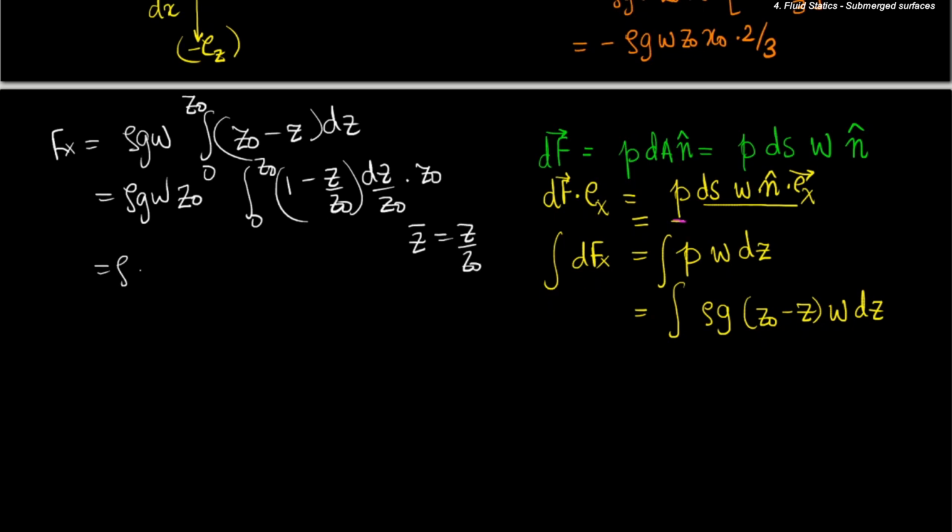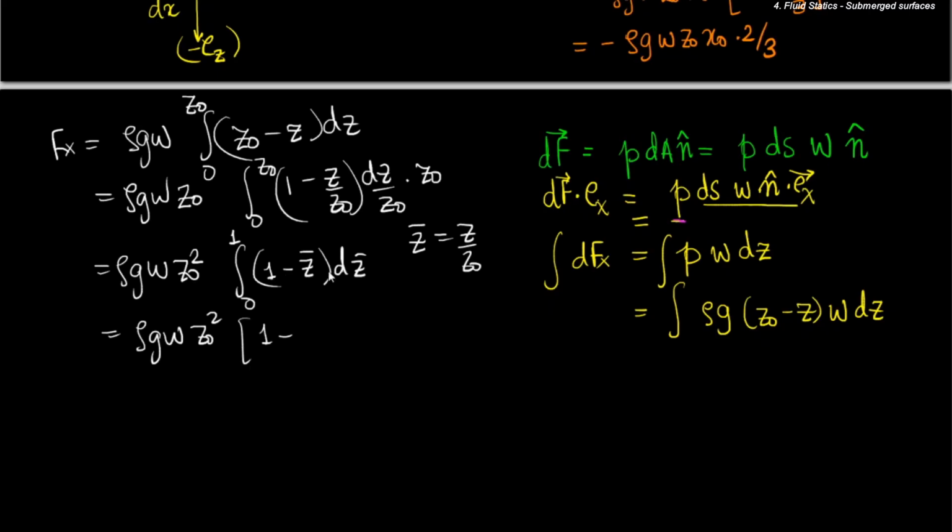So then this becomes rho g w z naught. This z naught goes over here to make it a square, and if z bar is like this, then this limit becomes 0 to 1. This becomes 1 minus z bar dz bar, and this becomes rho g w z naught square. So this would be 1 minus integral z dz is z square by 2, but the limit is from 0 to 1. This becomes half. I am doing it quite directly.